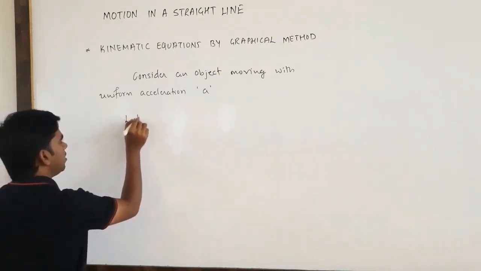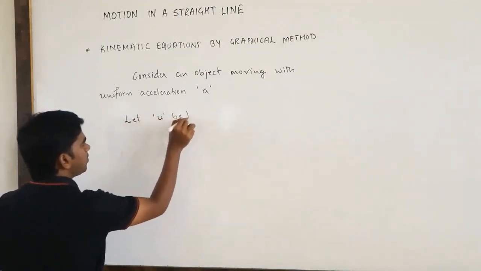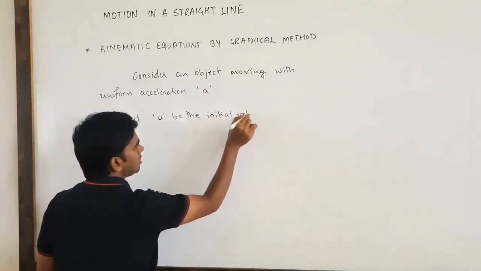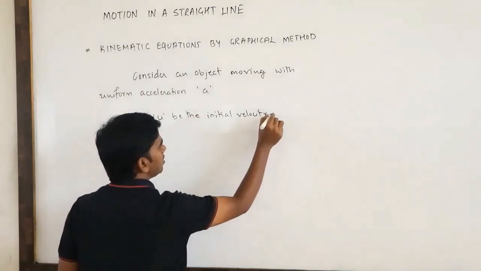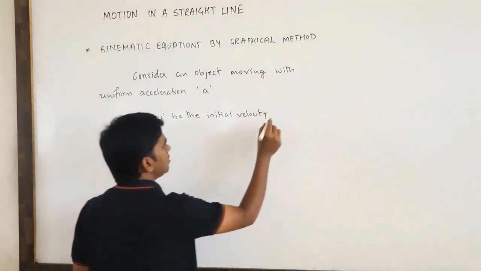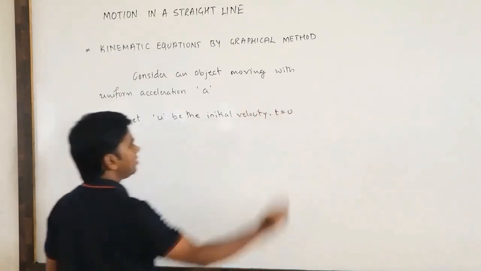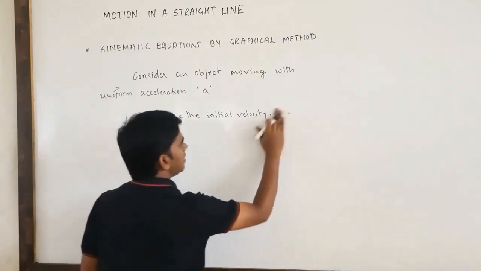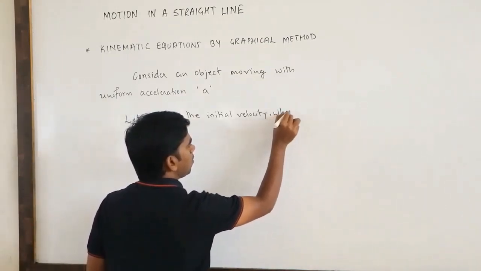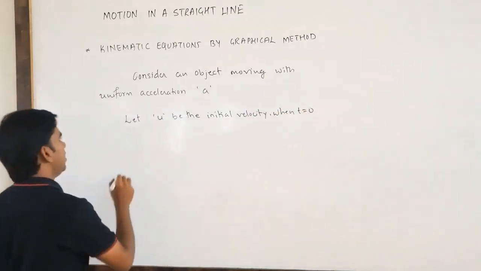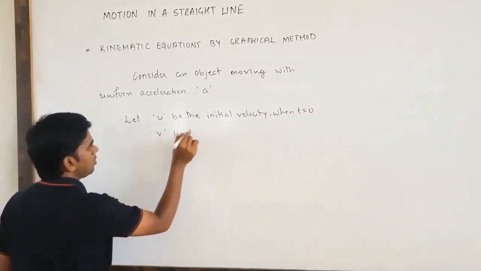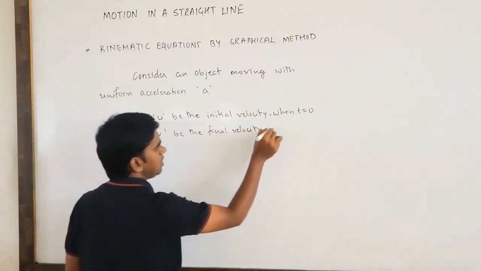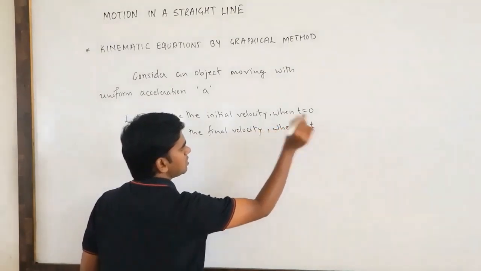So let u be the initial velocity, meaning in the beginning, that is when t equals 0. Initial velocity means the velocity when t equals 0. Next, let v be the final velocity, that is when t equals some time t.